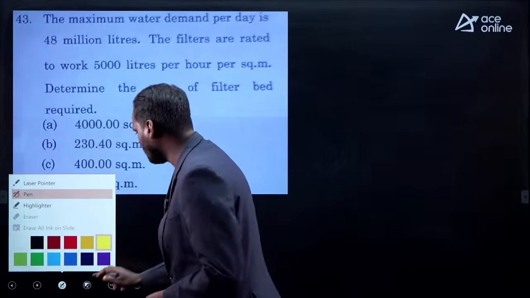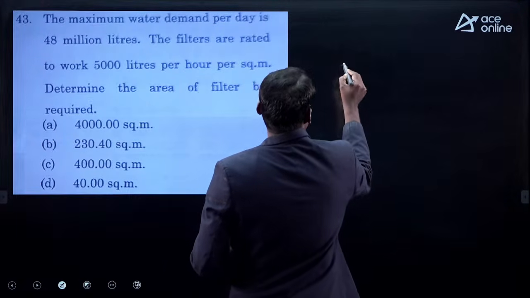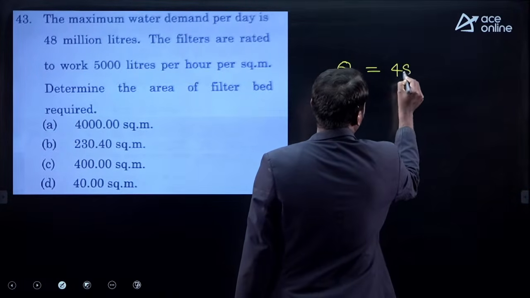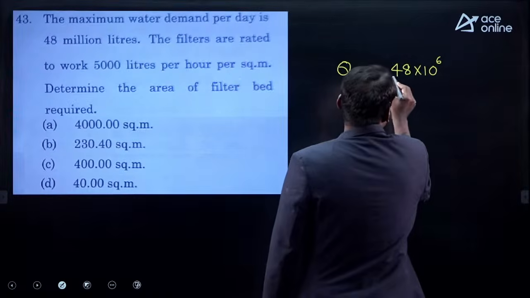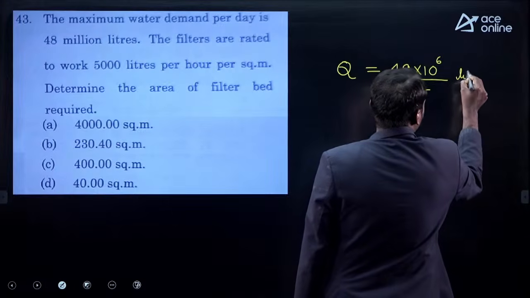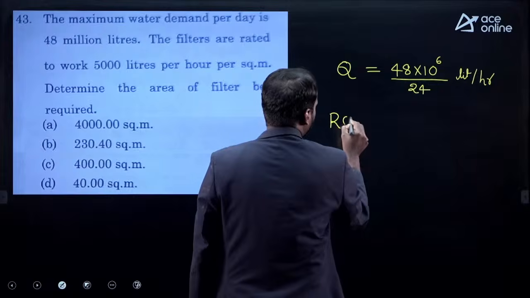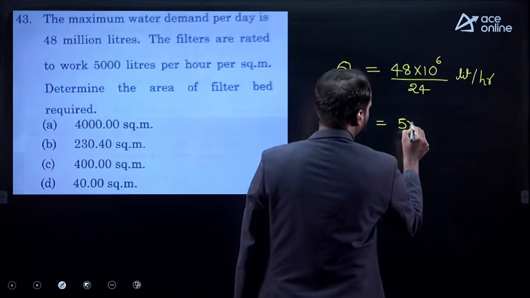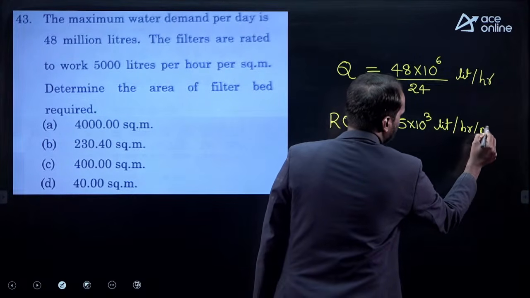You know very well the basic things. You can play with the units, right? The discharge, the maximum water demand, means Q, which he has given as 48 million liters. 48 million means 48 into 10 to the power of 6 liters per day. Per day I converted into 24 hours, therefore the discharge is 2 into 10 to the power of 6 liters per hour. The rate of filtration, ROF, is given as 5000 liter per hour per meter square, that is 5 into 10 cube liter per hour per meter square.